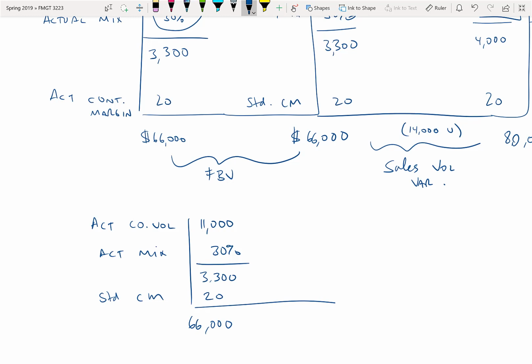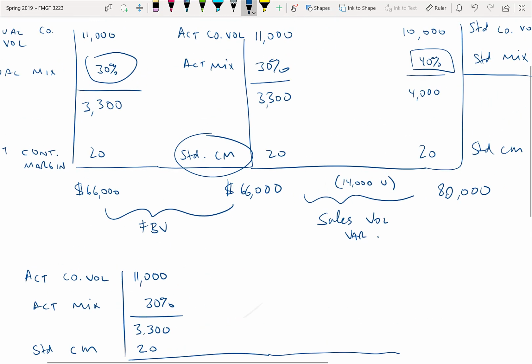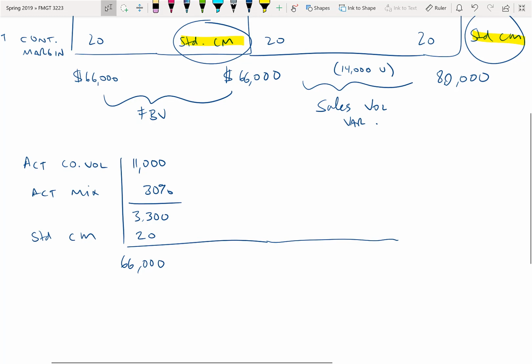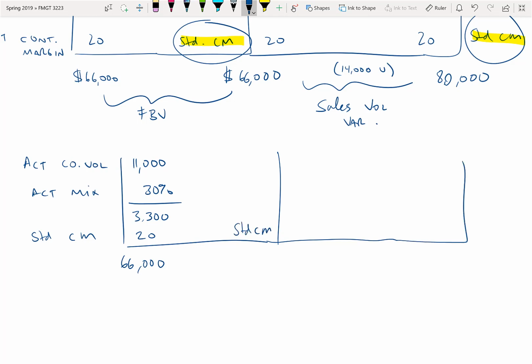Now one thing I'd like you to notice is that everything along the bottom here is still going to be standard contribution margin, because if you look between here and here, everything's at standard, right? So this is at standard contribution, this is at standard contribution, and it follows that if we drill down, everything down along the bottom here is also going to be at standard contribution. So if we look, this is still standard, and even this one here is going to be at standard. All right, so we'll put 20 here and 20 here.